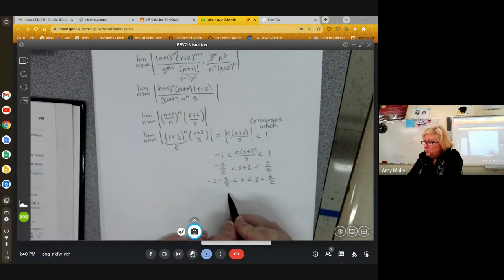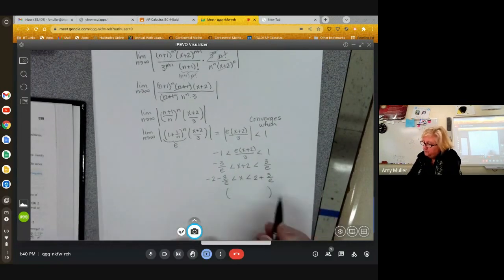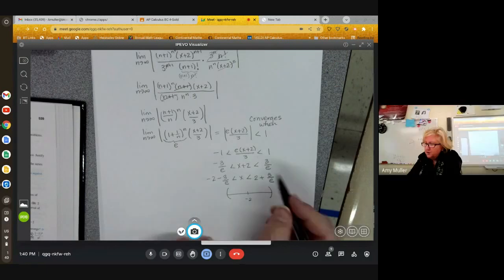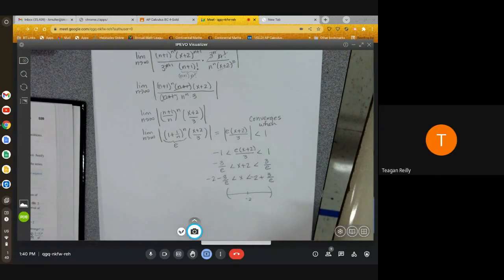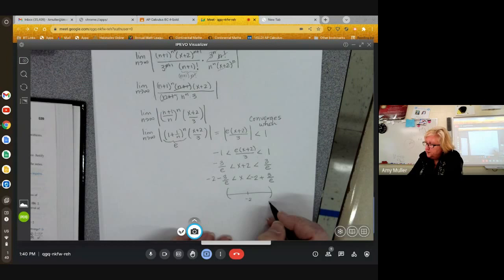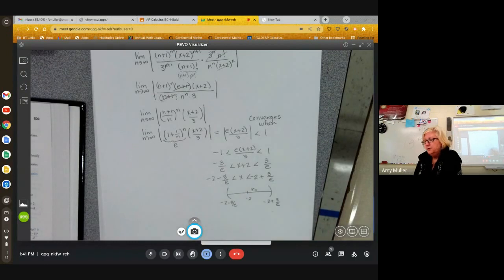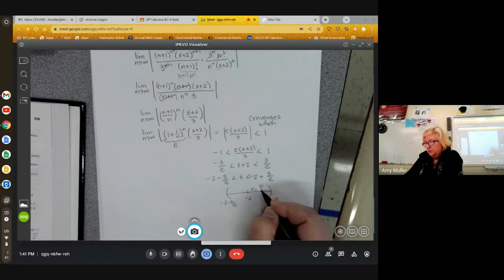So if I were to do the interval of convergence here, the center is negative 2. The endpoints are negative 2 minus 3 over e and negative 2 plus 3 over e. And then what is the radius of convergence? Because I think that's what it's asking for. Yes, the radius of convergence is 3 over e.